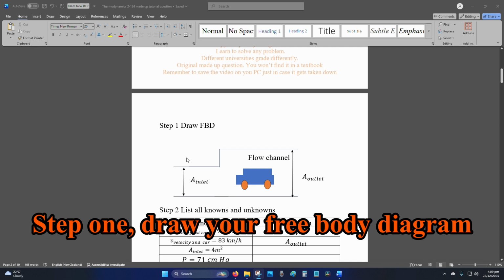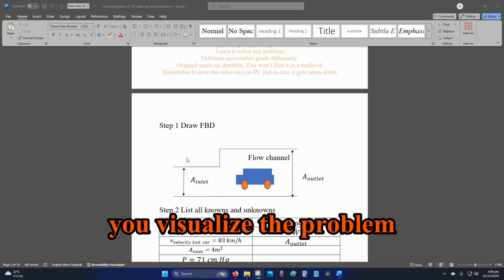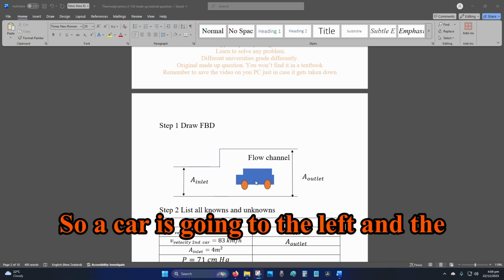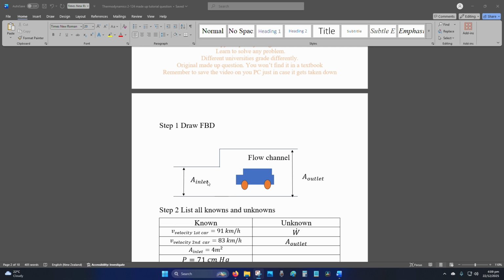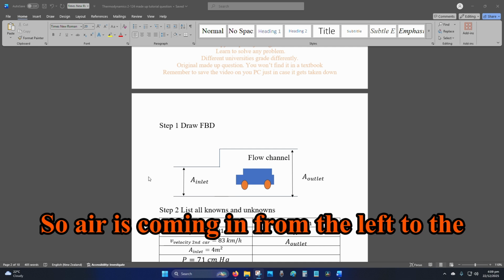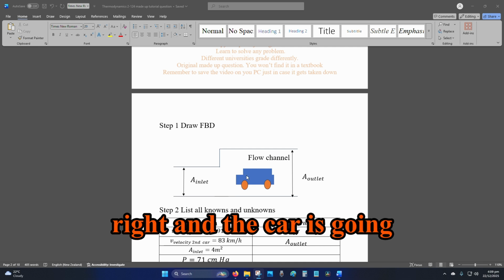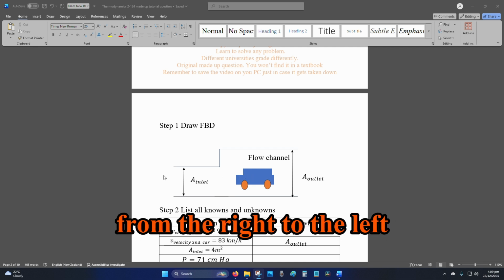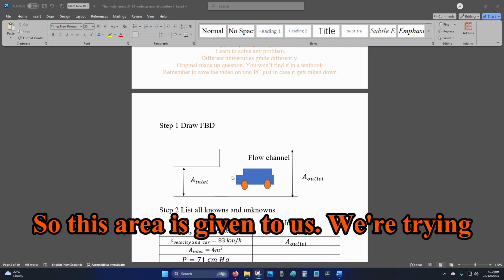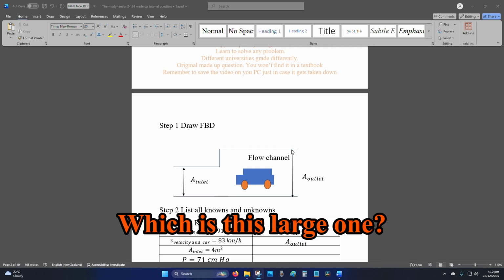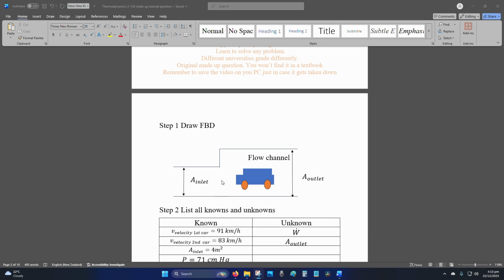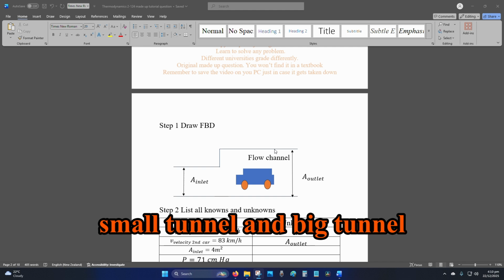Step 1, draw your free body diagram, your FBD. This will help you visualize the problem. So a car is going to the left, and the front of the car, the inlet. So air is coming in from the left to the right, and the car is going from the right to the left. So this area is given to us. We're trying to find the outlet area, which is this large one. So think of it as a small tunnel and big tunnel.